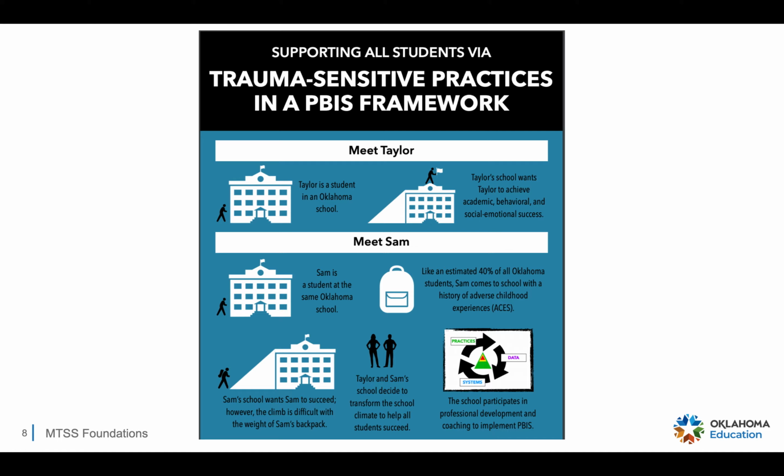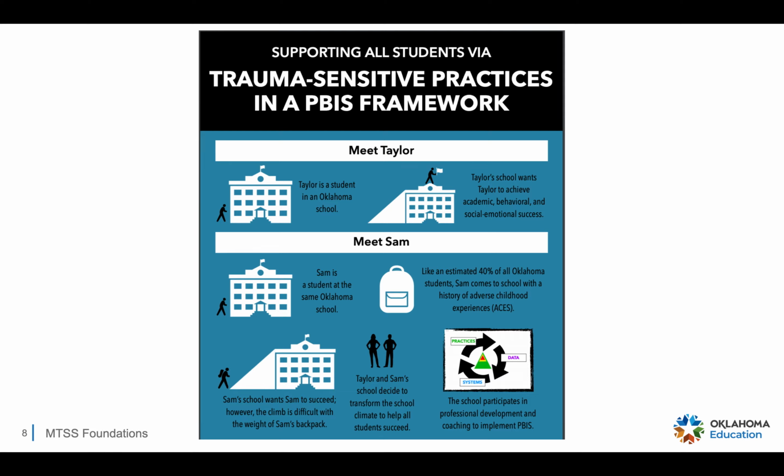Meet Taylor. Taylor is a student at an Oklahoma school. Taylor's school wants Taylor to achieve academically, behaviorally, and with social-emotional success. Let's look at Sam. Sam is also a student at the same Oklahoma school. Like an estimated 40% of all Oklahoma students, Sam comes to school with a history of adverse childhood experiences, or ACEs, meaning she has a history of trauma or chronic stress in her background.